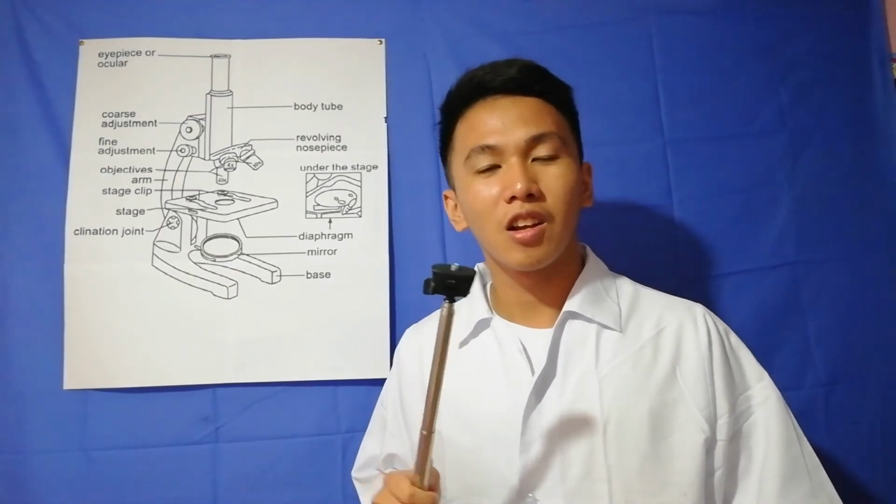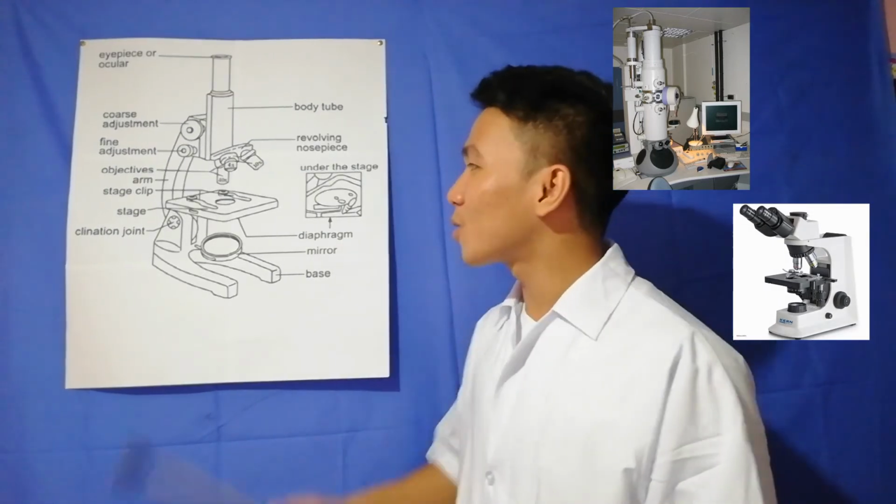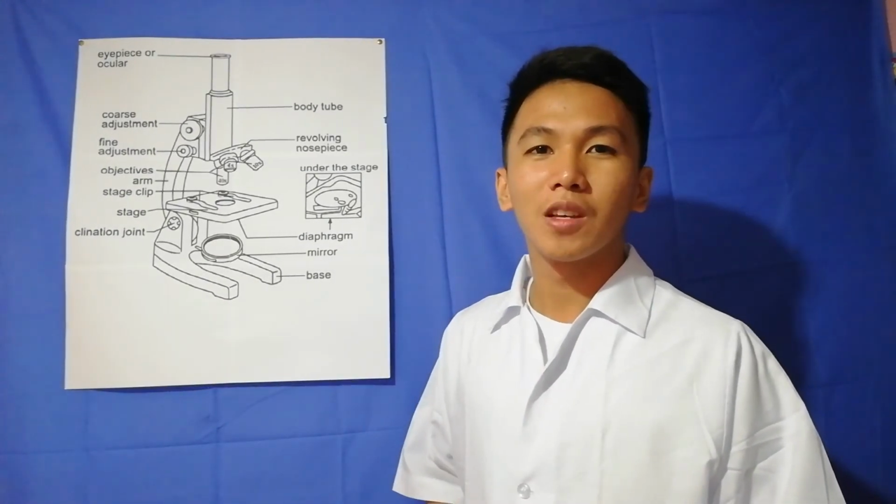That is all the parts of a compound microscope. Yeah, this is a compound microscope. There are a lot of types of microscope: electron microscope, light microscope, compound microscope. So this is the compound microscope.